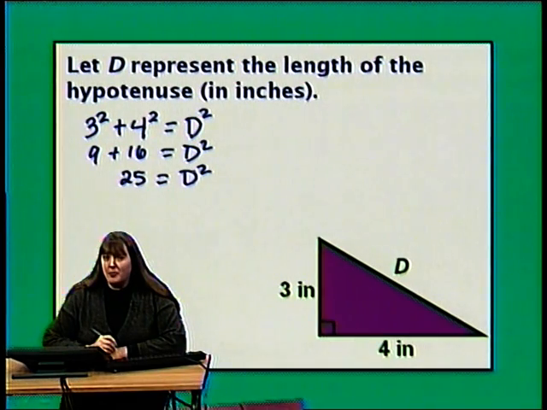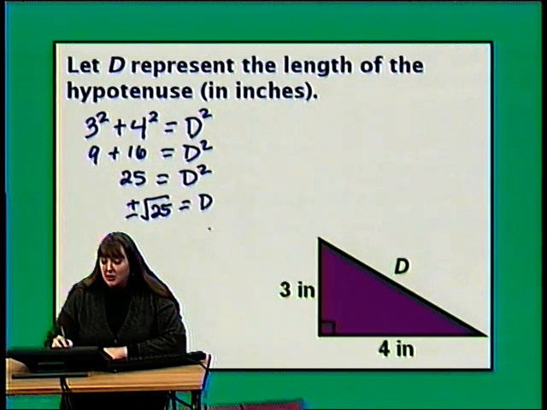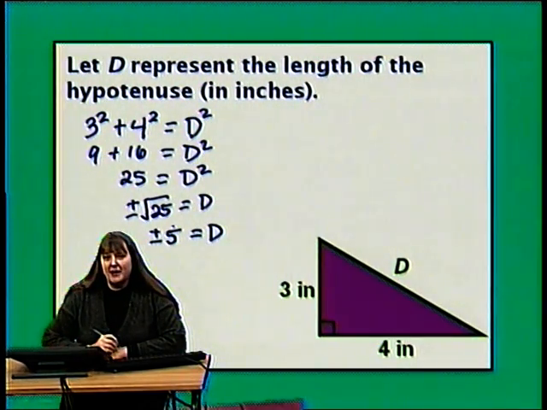Then the square root property tells us that D must equal plus or minus the square root of 25. So D must equal plus or minus 5. Well, let's think about what D represents. We defined D to be the length of the hypotenuse in inches. A length can't be negative. So in this case, it doesn't make any sense to choose D equals -5. The only answer that makes sense here is +5.